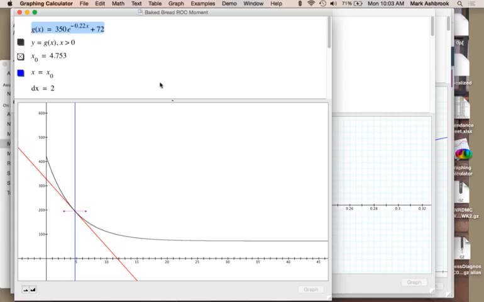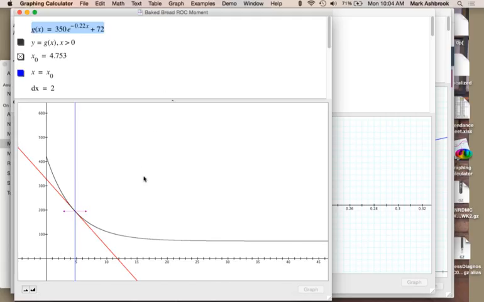So now I've set this up, and those pink arrows are showing, at this time, 4.753 minutes, a value of dx to the left from 4.753 and to the right from 4.753. And what we want to do is zoom in until we find a moment at which a constant rate of change exists. Okay, so we want to zoom in.